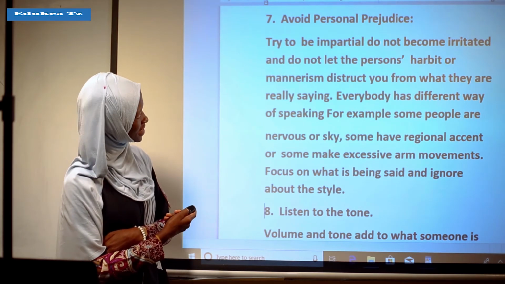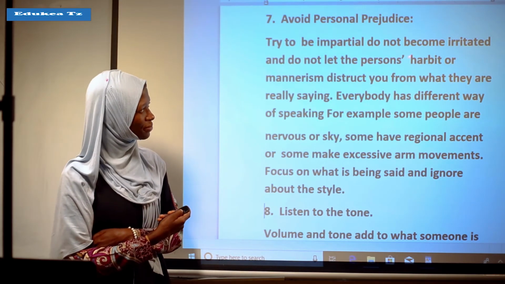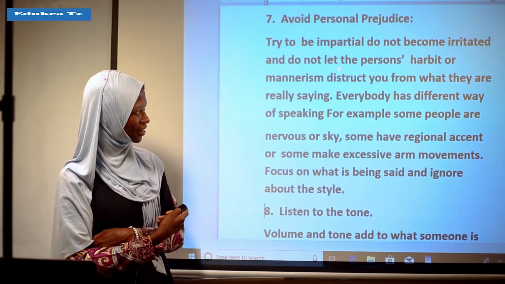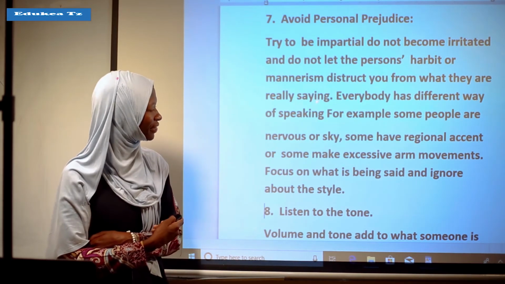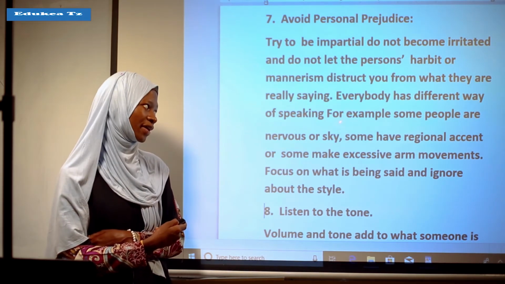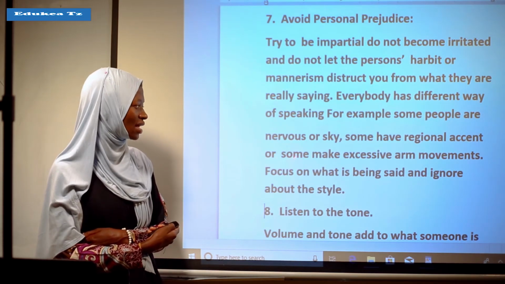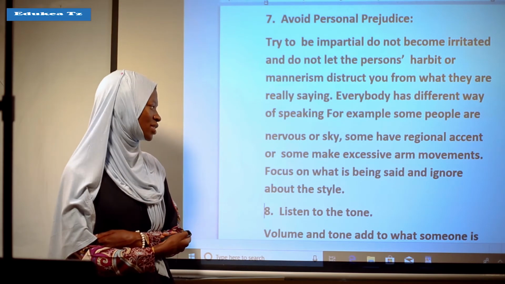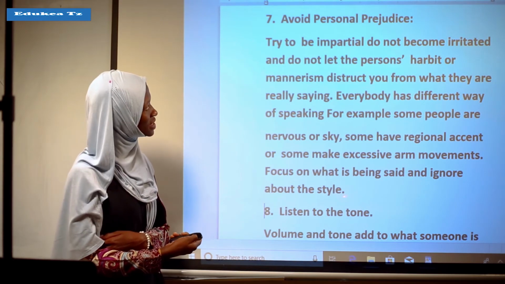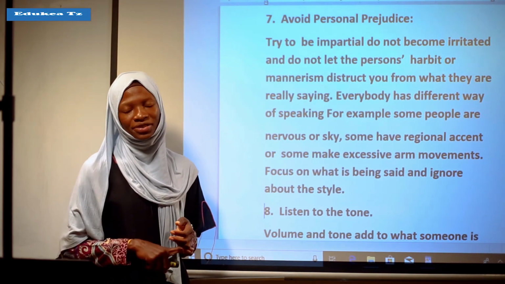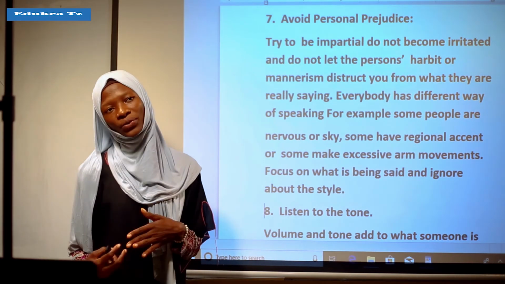Avoid personal prejudices. Try to be impartial. Do not become irritated and do not let the person's habit or mannerism distract you from what they are really saying. Everybody has a different way of speaking. For example, some are nervous or shy, some have a regional accent, some make excessive arm movements. So focus on what is being said and ignore how it is said. This is about how people speak, their accent or how they move their body when they speak.